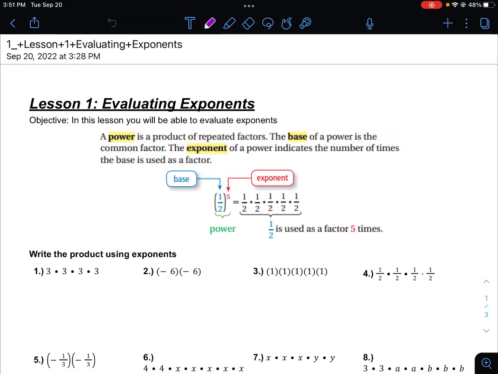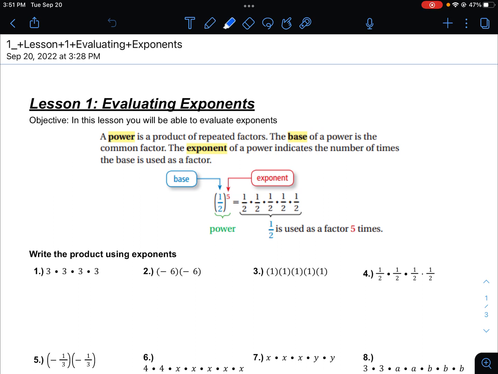All right, you're going to have a quick little video on lesson 1, evaluating exponents, to put into your notes for lesson 1. So when we're evaluating exponents, we have 3 main vocabulary words that we're looking at in the diagram that you see on the page.